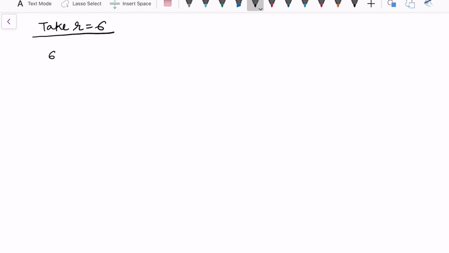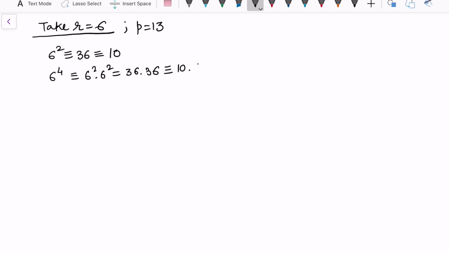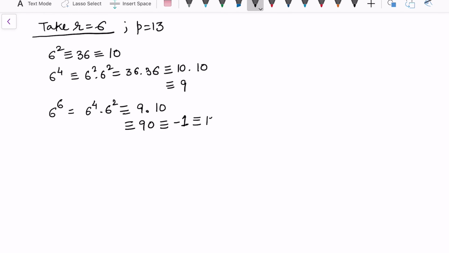So let's write 6 squared, and here also the prime is 13. 6 squared is congruent to 36, and 36 is congruent to 10, because 26 is divisible by 13. Then 6 to the power 4, I can write as 6 squared into 6 squared, which is 36 into 36, congruent to 10 into 10, which is further congruent to 9. 6 to the power 6 is 6 to the power 4 into 6 squared, congruent to 9 into 10, which is 90. 90 is congruent to minus 1, because 91 is divisible by 13, and minus 1 is congruent to 12 modulo 13.